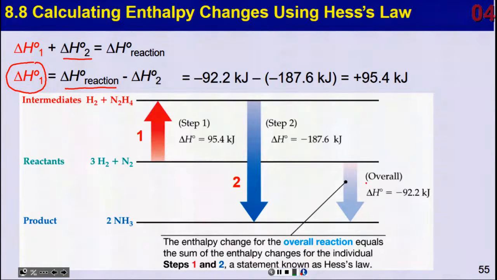The first one was known. It was 92.2 kilojoules released, and the other heat of reaction was known to be 187. If you look at it in terms of these arrows, the first reaction was nitrogen plus hydrogen to make hydrazine. The second reaction had to do with hydrazine plus hydrogen to make ammonia. The third reaction, the overall process, was the net of these 2. So the sum of their enthalpy changes gives us the enthalpy change for the one that we want to know.